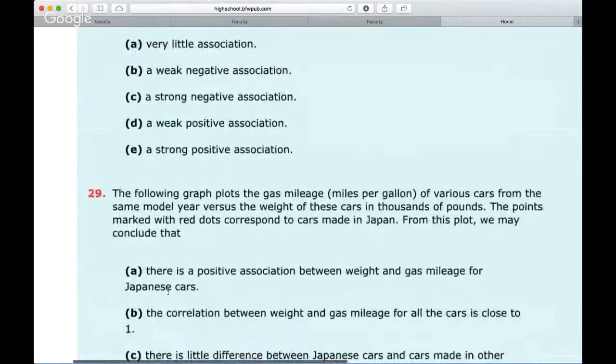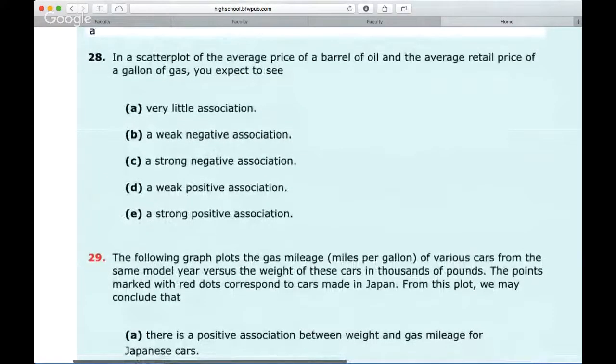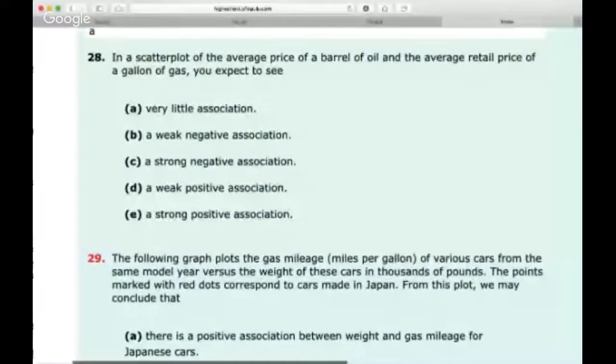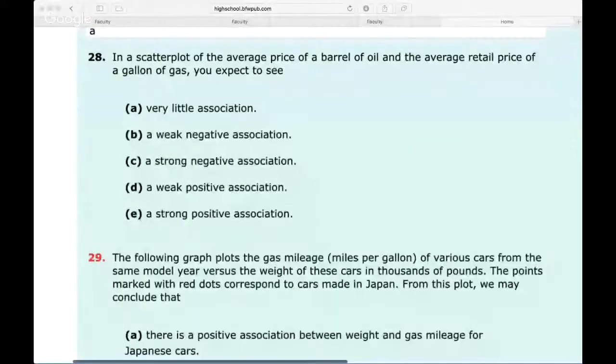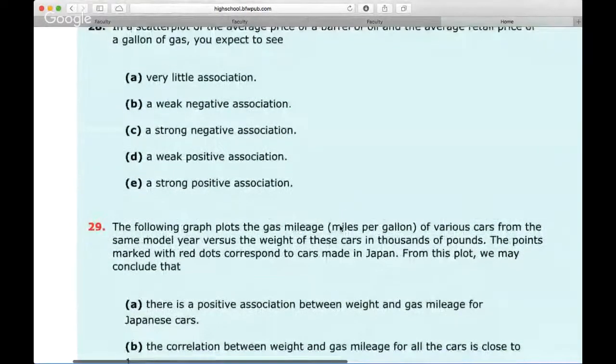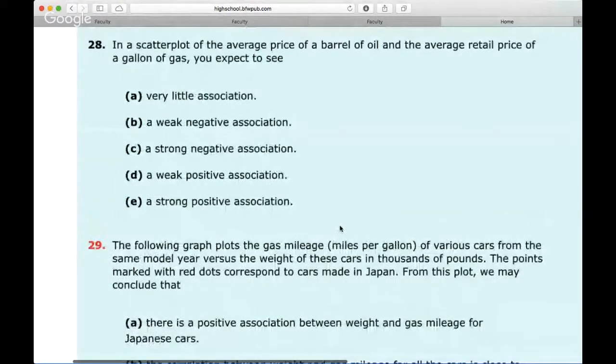Okay, let's go to the second one, number 28. Again, I'm going to keep this on the side. If you have questions, maybe you didn't get that one, let me know and we can walk through those together. Number 28 says, in a scatter plot of the average price of a barrel of oil and the average retail price of a gallon of gas, you expect to see what?